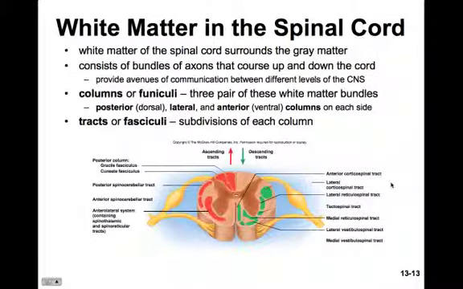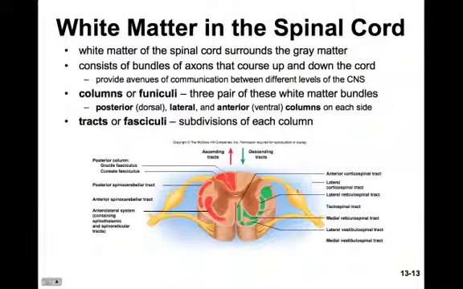As we look more closely at the white matter, we'll see that it surrounds the gray matter completely. Again, we have these bundles of axons that course up and down the spinal cord, providing avenues of communication between the various levels of the central nervous system. They ascend or descend in columns or funiculi. There are 3 pairs of these white matter bundles, and each can contain both ascending and descending tracts or fasciculi.